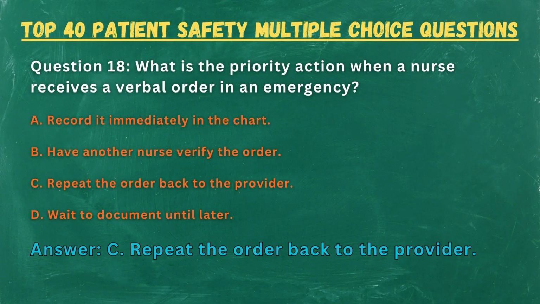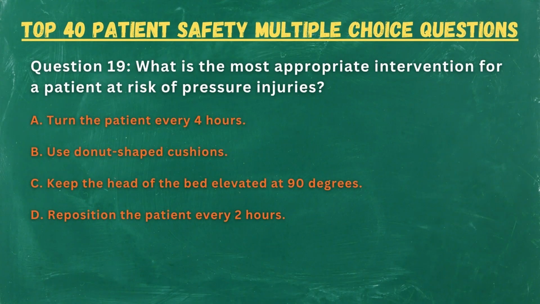Answer: C. Repeat the order back to the provider. Question 19. What is the most appropriate intervention for a patient at risk of pressure injuries? A. Turn the patient every 4 hours. B. Use donut-shaped cushions. C. Keep the head of the bed elevated at 90 degrees. D. Reposition the patient every 2 hours.